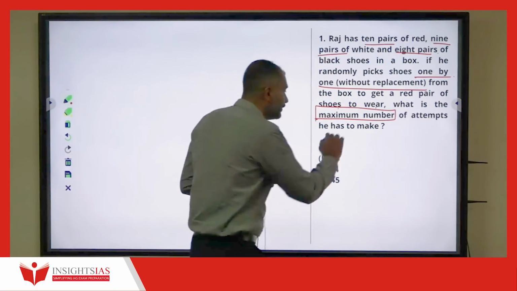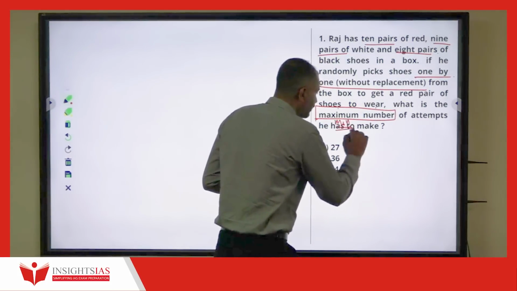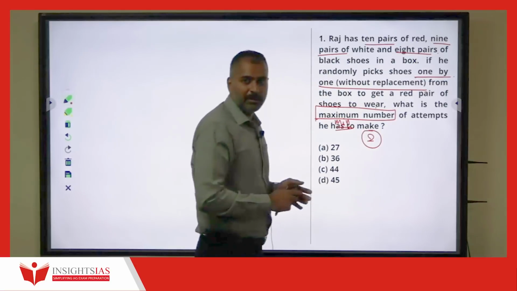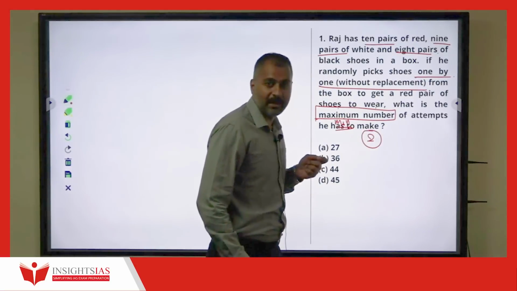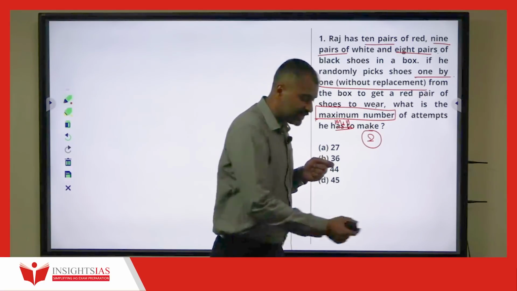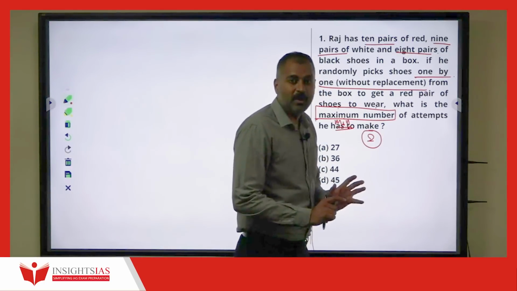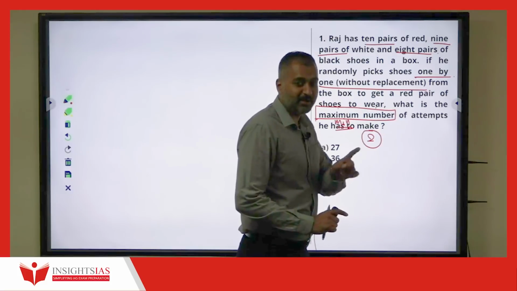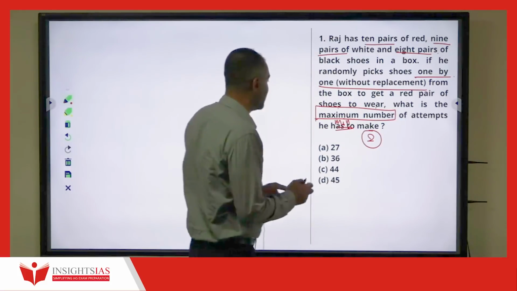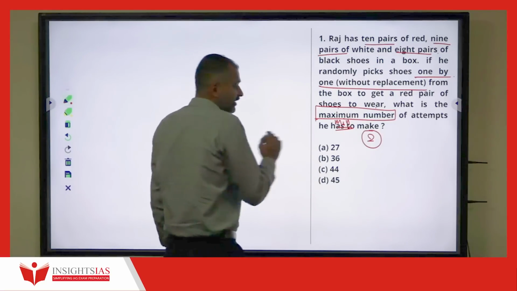If he were given the minimum number of attempts, that would be the answer too. In the first attempt, I would be lucky to get a red shoe, and in the second attempt I would get one more red shoe, so I will wear both. Here it is irrespective of left and right shoes, which sometimes matters, but in this case it is not considered.